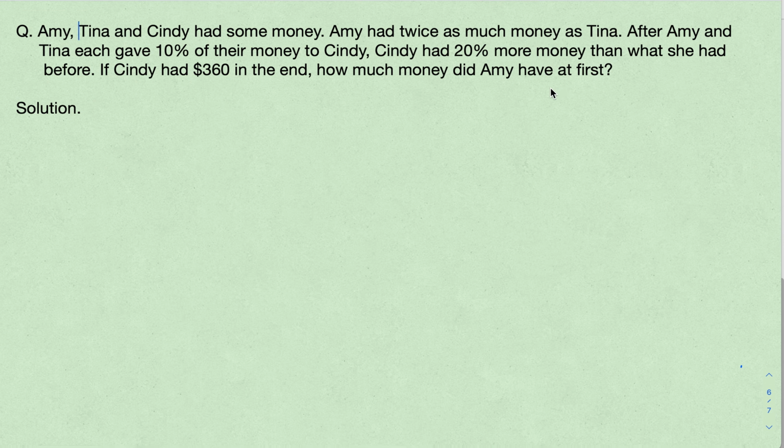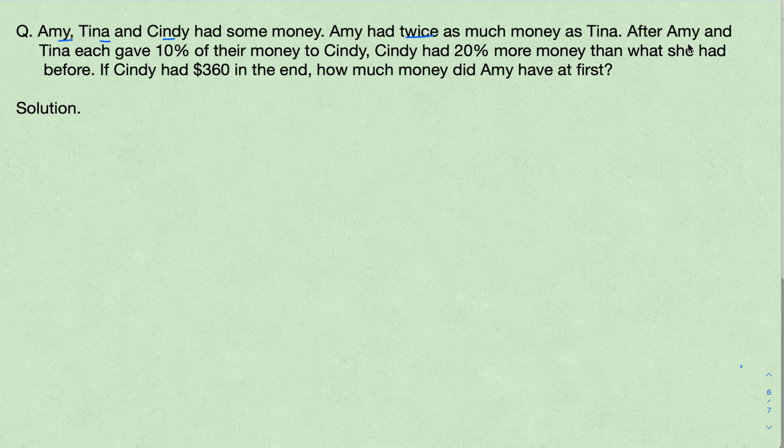Okay, so let's see what we have. There are three girls, Emmy, Tina and Cindy, and each of them has a different amount of money. Emmy had twice as much money as Tina, which means Emmy is having twice as much money as Tina.